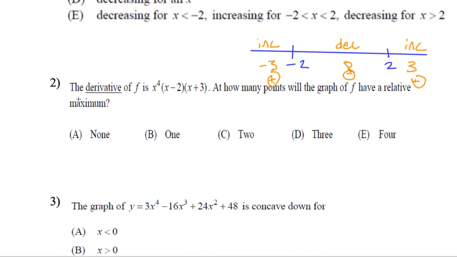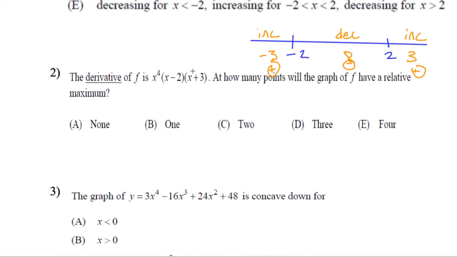All right, number 2. It already tells us the derivative. How nice. At how many points will the graph have a relative maximum? There's a shortcut for relative extrema, not for relative maximum. For each of these, you have to find the 0. So what critical value will I get for this? x equals 0. Next one is going to be x equals 2, and there it is.